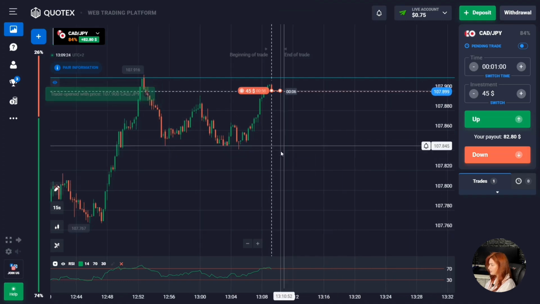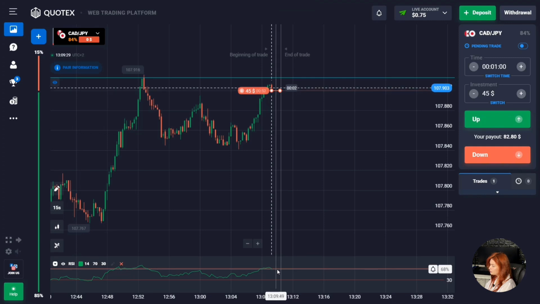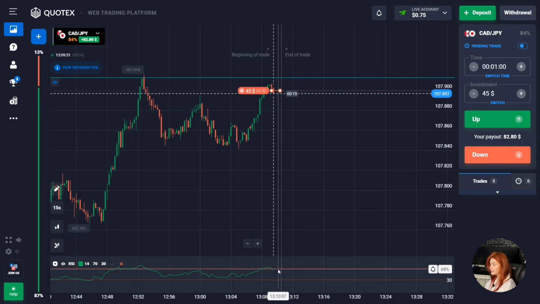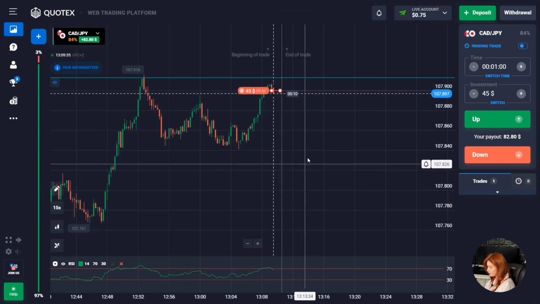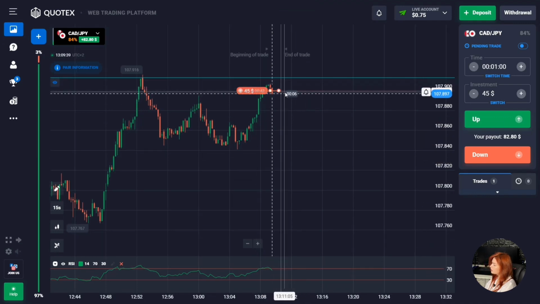Right now, we can already see that the moving average has turned around and is starting to cross the horizontal line at 70 from top to bottom. As you understand, there was a reaction from the resistance level. Red candlesticks are also starting to form on the chart.